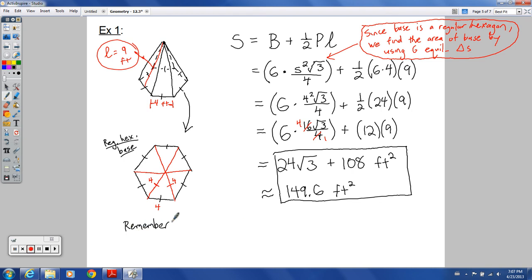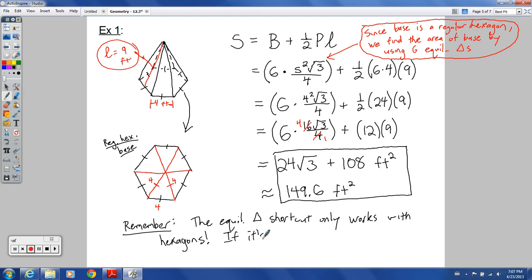And so remember that you can do this with hexagons, but let's make a little note of this. So remember, equilateral triangle shortcut only works with hexagons. So you may have to go back, review that apothem method. So if it's a pentagon, heptagon, octagon, etc., we can figure out the area of a square easy enough and an equilateral triangle easy enough if those are the bases.